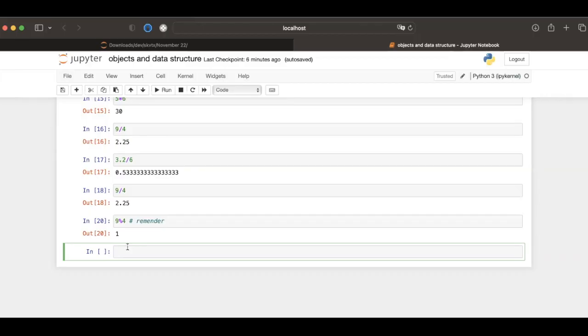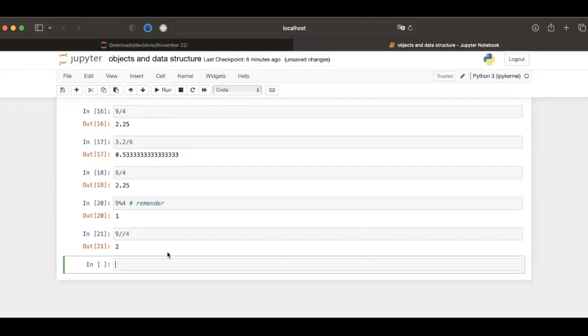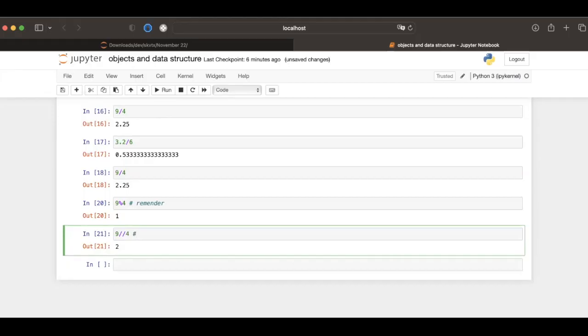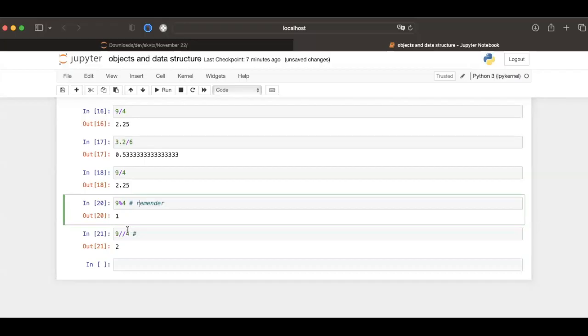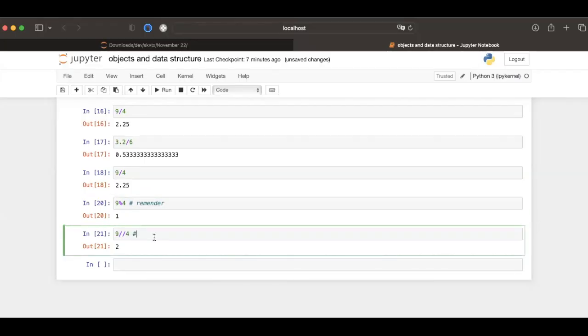So the modulo operator gives you the remainder, and there is another operator that gives you the full division, the floor division. For example, if you do 9 by 4 with a double forward slash instead, it will give you the floor division. In the previous case you were getting the remainder, but here you are getting the floor division. This is called floor division.